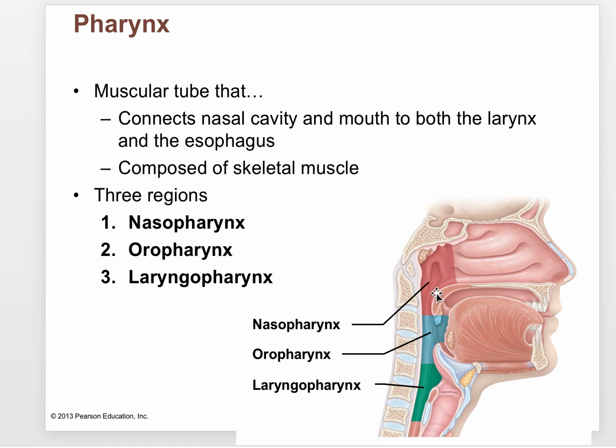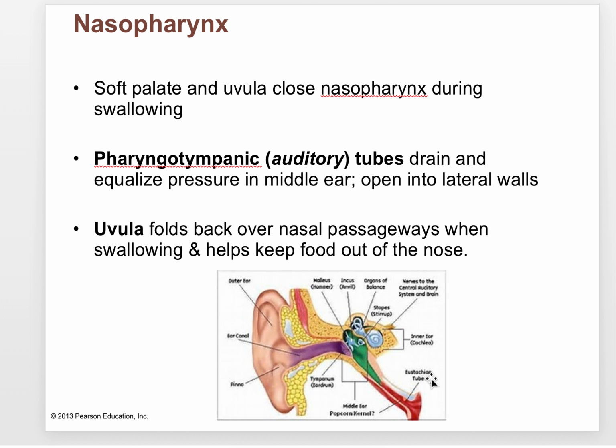Nasopharynx is the upper portion, it's behind the nose. The oropharynx is behind the mouth, just like the prefix oral, think of oral. Laryngopharynx is more inferior, and that's in the region of the larynx. Larynx is the vocal cord and the voice box area. The soft palate and the uvula close the nasopharynx during swallowing.